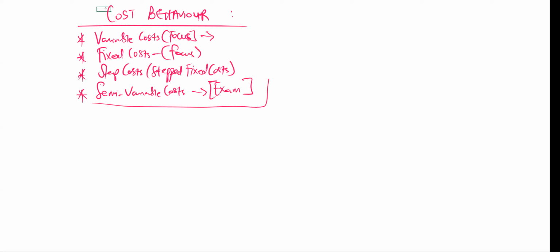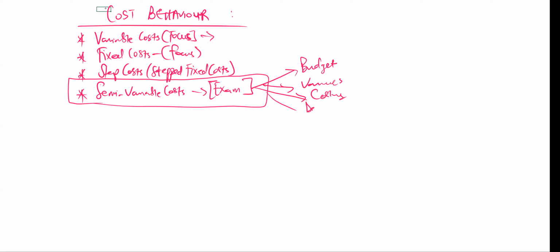Now, semi-variable cost is what they use to fool students in the exam. Where will you need it? Budgets, where you have to prepare the budget cost allowance. Where will you need it? Variances. Where will you need it? Costing. Decision making. At your level, we don't learn topics in isolation. These semi-variable costs are used almost everywhere, in almost every topic. Even performance, right?